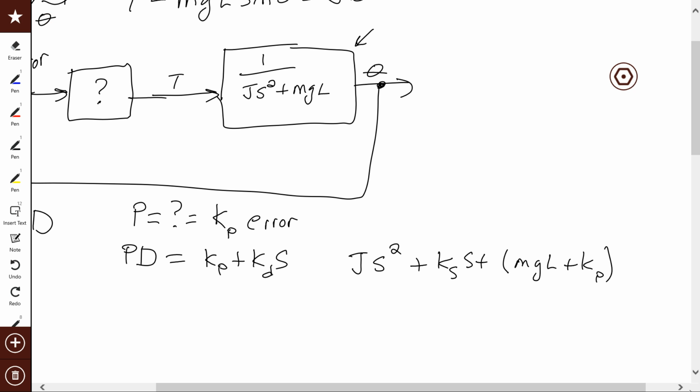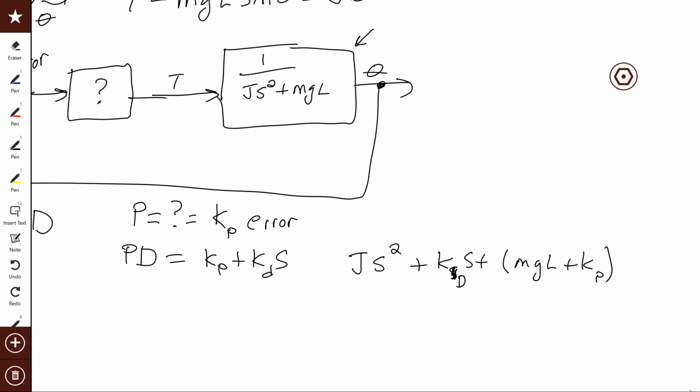That's the denominator. I think I derived that. Should be in the notes. Okay? So what is the D? Oh, KS. That's not KS. It's KD. So what does the KD do? Gives you damping, right? You want more damping, make a bigger KD.